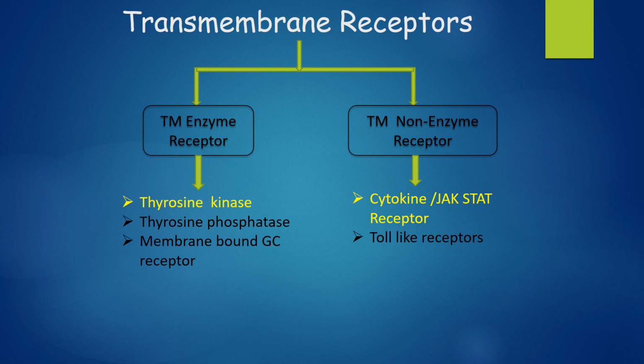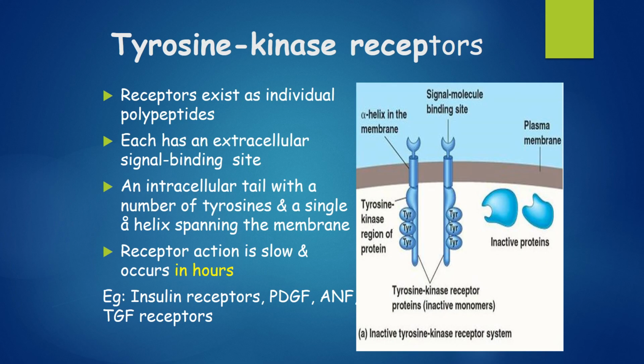Now the transmembrane receptors. Transmembrane means in between the membrane. There are different types of transmembrane receptors: one is the transmembrane enzyme receptor and the other is the transmembrane non-enzyme receptor. Transmembrane enzyme receptors include the tyrosine kinase, tyrosine phosphatase, and membrane bound guanylyl cyclase receptors. The non-enzyme receptors are cytokine, JAK-STAT receptors and toll-like receptors. Trans means in between the membranes. Out of these, the tyrosine kinase receptor is very important.